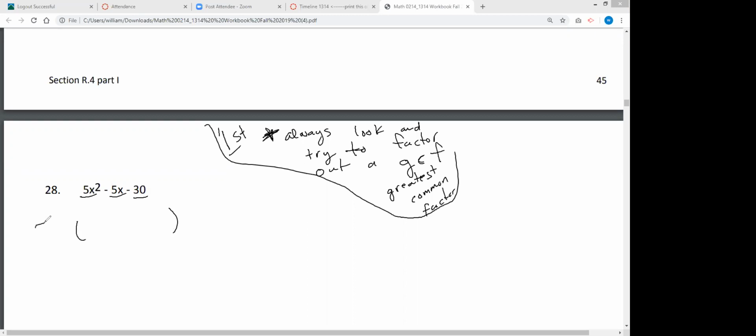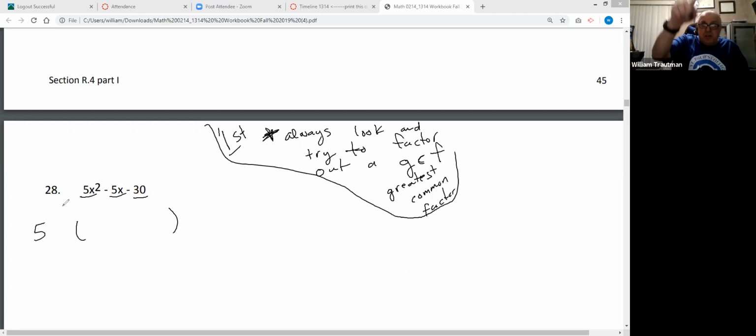5 goes into 5, 5 goes into 5, 5 goes into 30. 5 goes into each one. If I divide these by 5, 5 divided by 5 is 1x squared. 5 divided by 5 here is a negative 1x. And negative 30 divided by 5 is a negative 6. Okay?